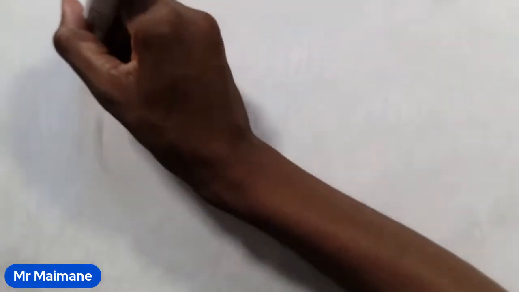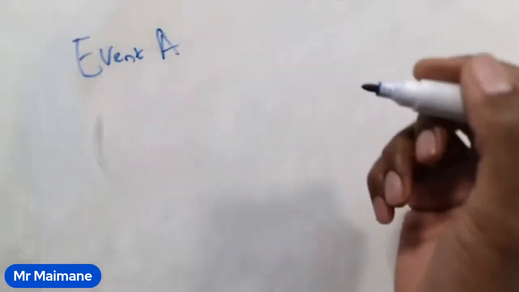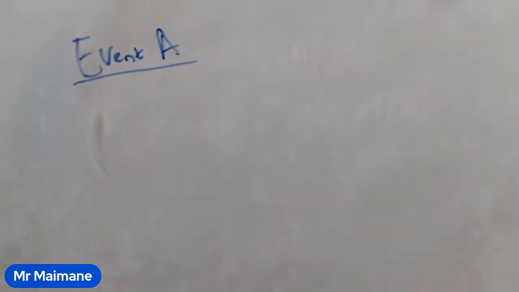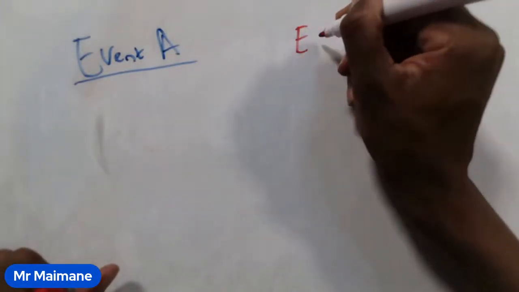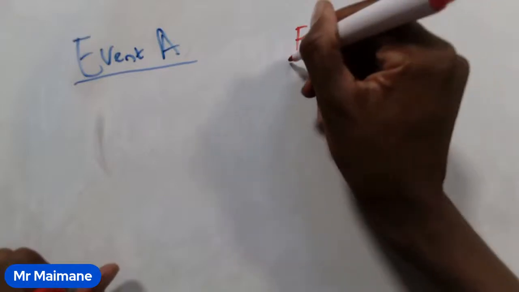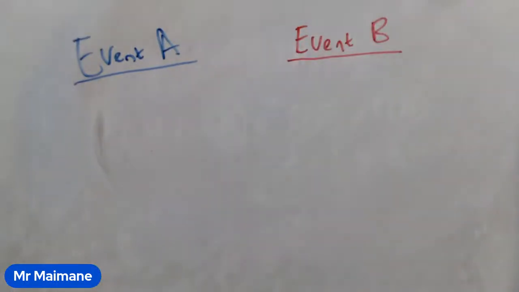So let's use blue for the headache pill for the first event. I'm going to use blue pill for the first event. Event A is the blue pill. And then event B is the red pill. And what is the red pill for this case? From the people who took the pills, it is the headache pill and the sugar pill.